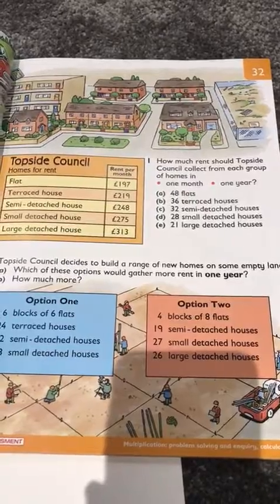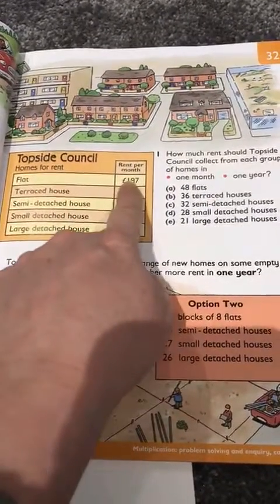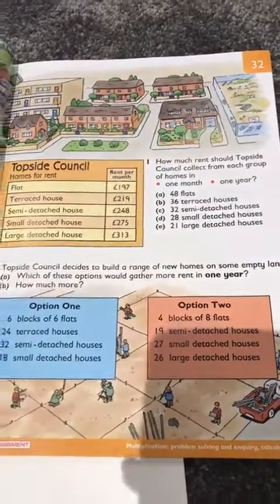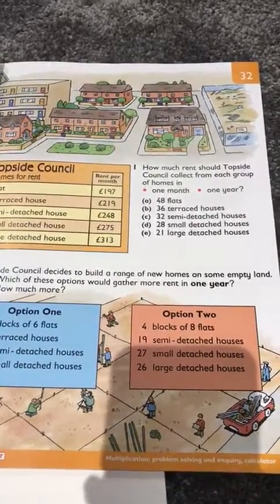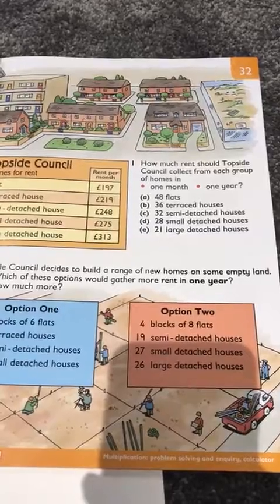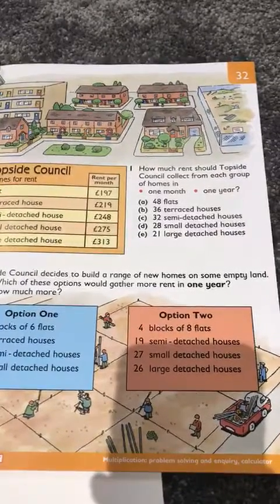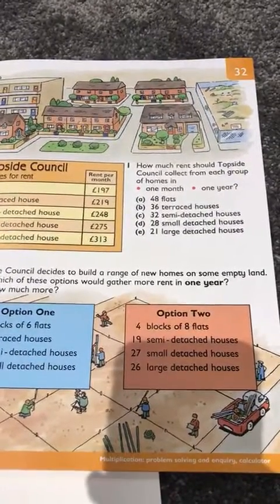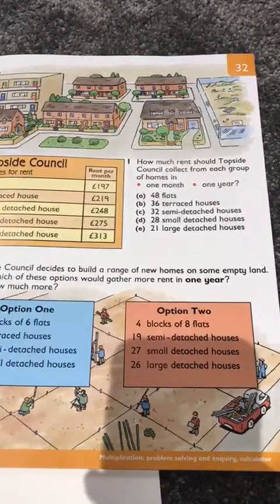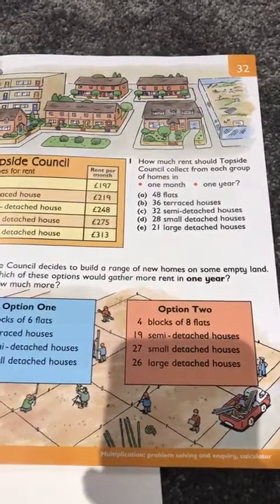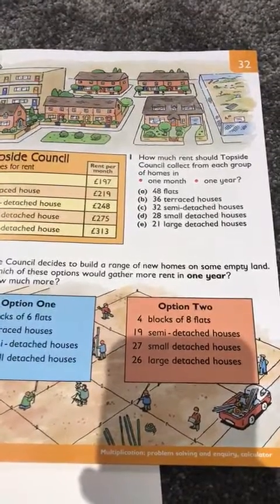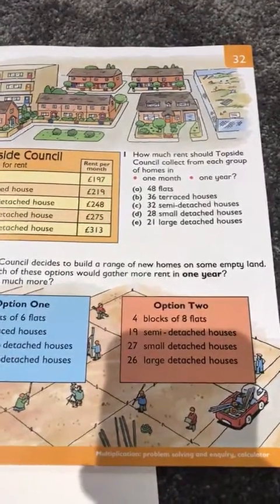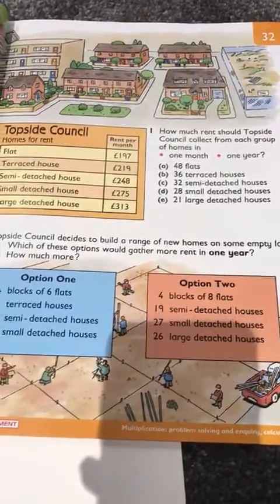So you need to do 48 times 197. Okay, so that's the first question you would need to do, but then you would need to get your answer from that question and times it by 12 because there's 12 months in a year. So you would need to find out how much the rent would be for 1 month, and then get your answer and times it by 12 to see how much that would be for the year. Hope that is clear. Then we go on to question 2.